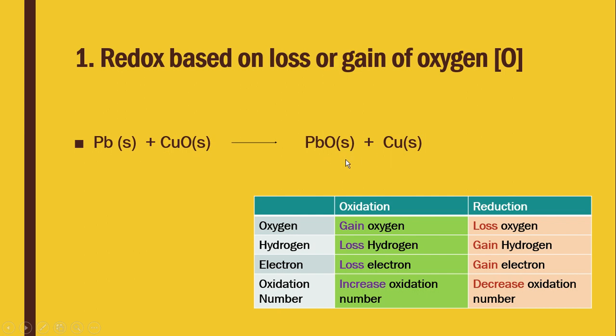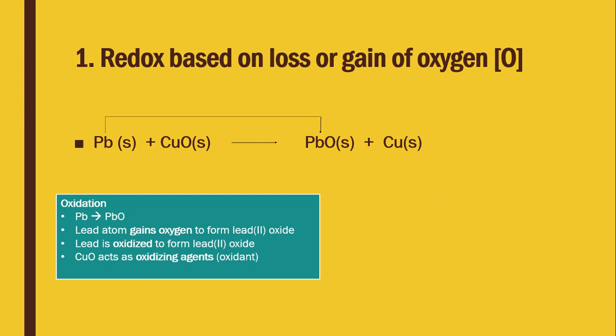So look here and focus on oxygen. We have two reactants. The first one is lead. After the reaction it formed lead(II) oxide. The second reactant is copper oxide. After the reaction it becomes copper metal. So we go through one by one. Look first at the oxidation process. Look at lead metal.